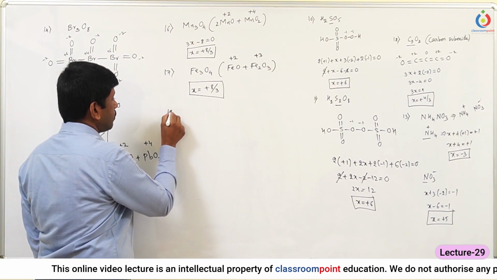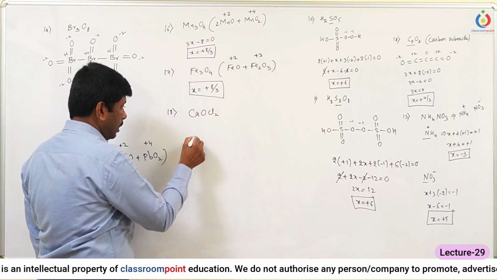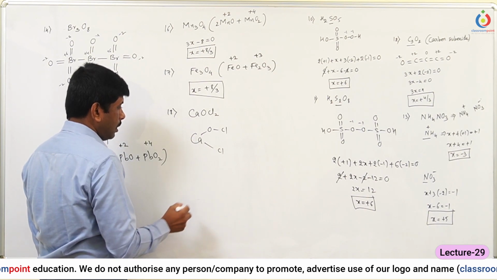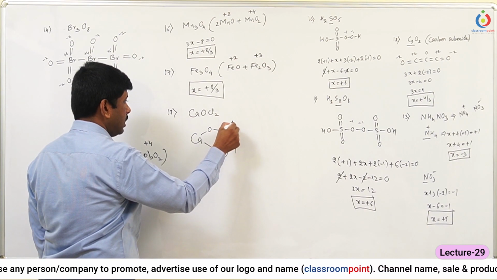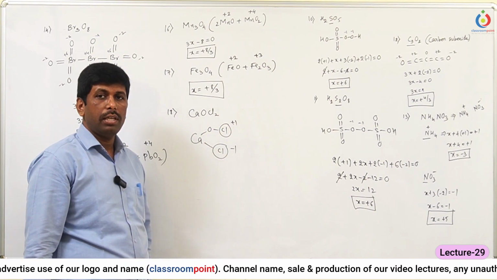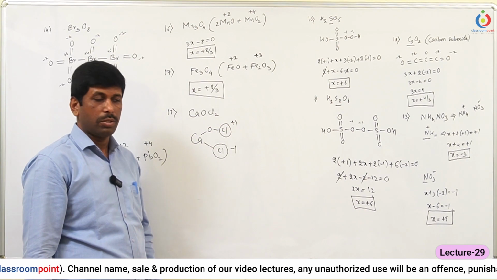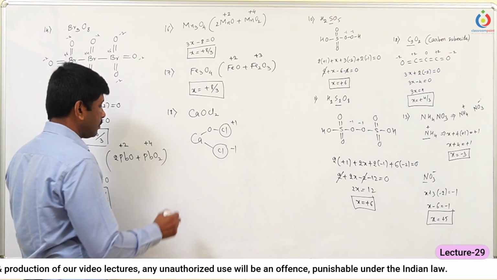Now let us see bleaching powder, CaOCl2. In bleaching powder, this chlorine gets the -1 oxidation state, this chlorine gets the +1 oxidation state, because oxygen is more electronegative than chlorine. That's why oxygen gets -1, chlorine gets +1. Calcium is always +2 oxidation state.